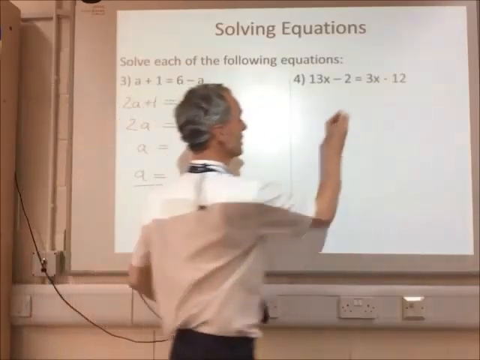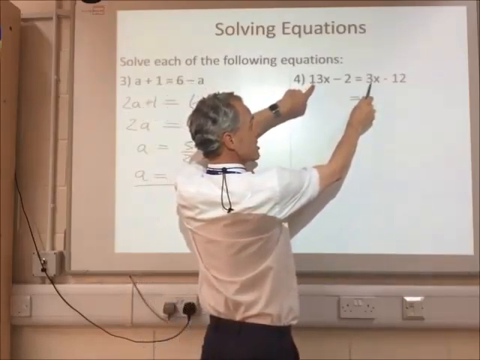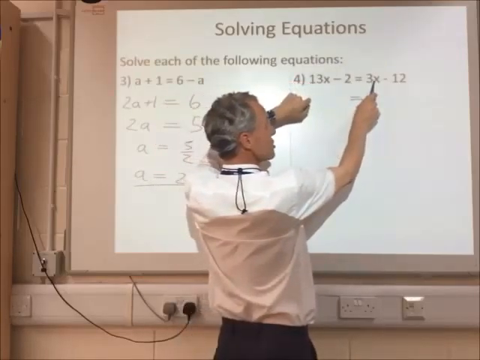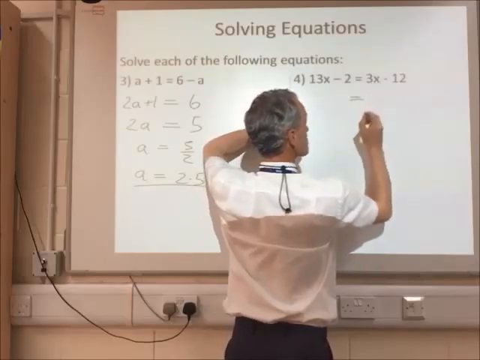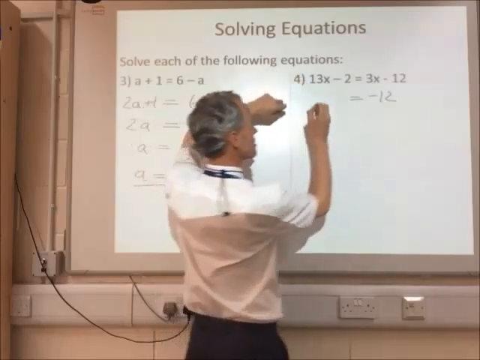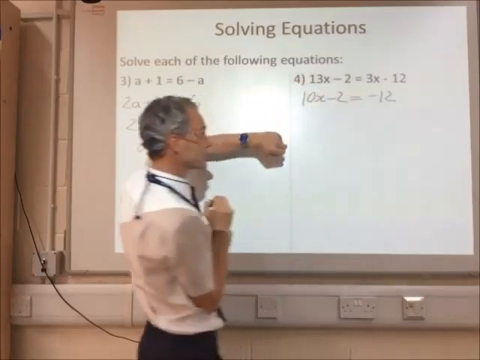On to question 4 here, my equal sign in. I've got x's on both sides at the minute. I want x's, I'm just going to have them on the left hand side, so I'm going to take 3x from each side. If I take 3x from the right hand side, I'll just be left with minus 12. I've got to take 3x from the left hand side, which will leave me with 10x minus 2.